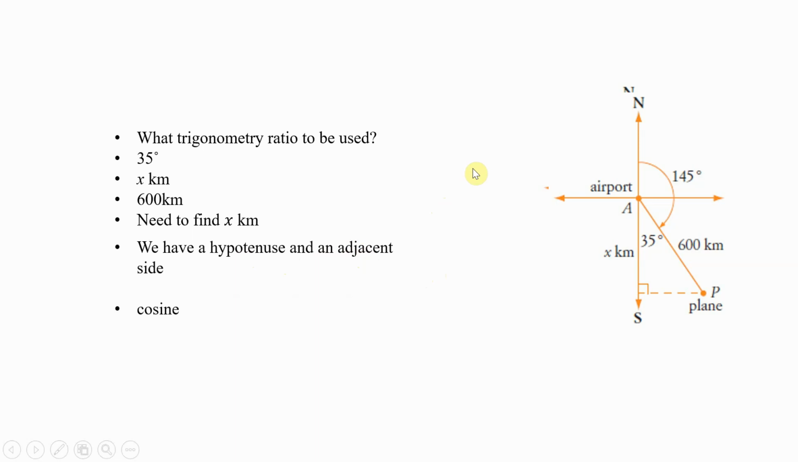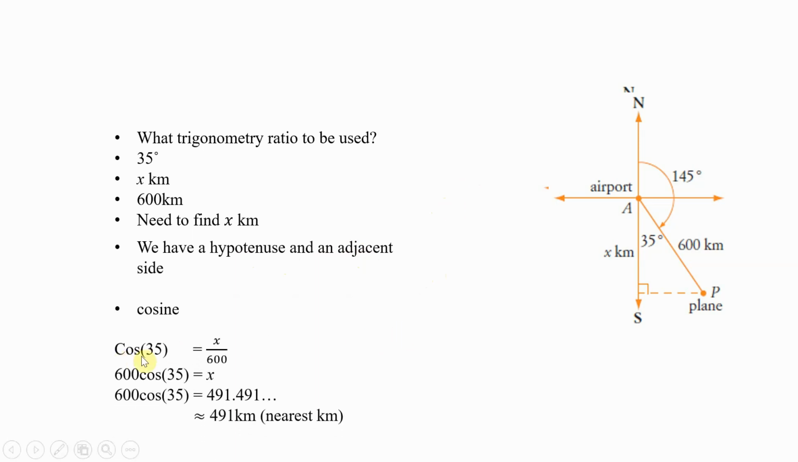So when we now set out the answer, cos of 35 is the adjacent, which is x, over the hypotenuse, which is 600. And then to simplify, we multiply both sides by 600 and we get this. 600 cos of 35 equals what we're trying to find.